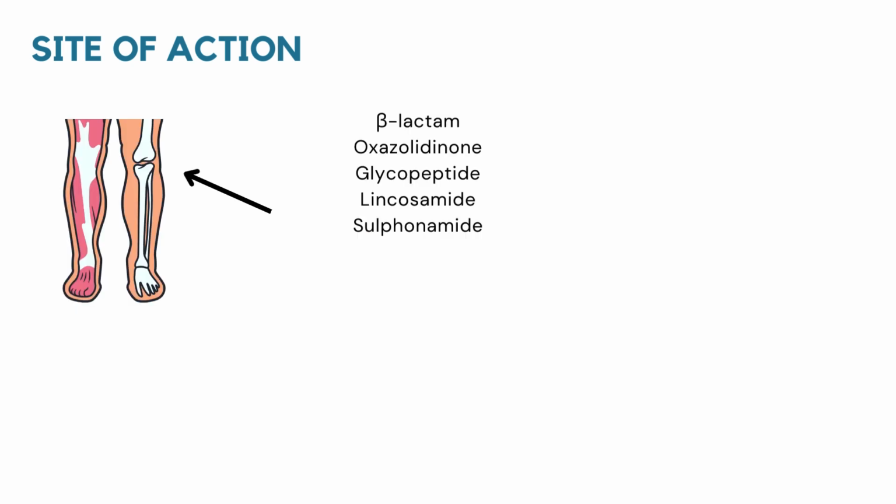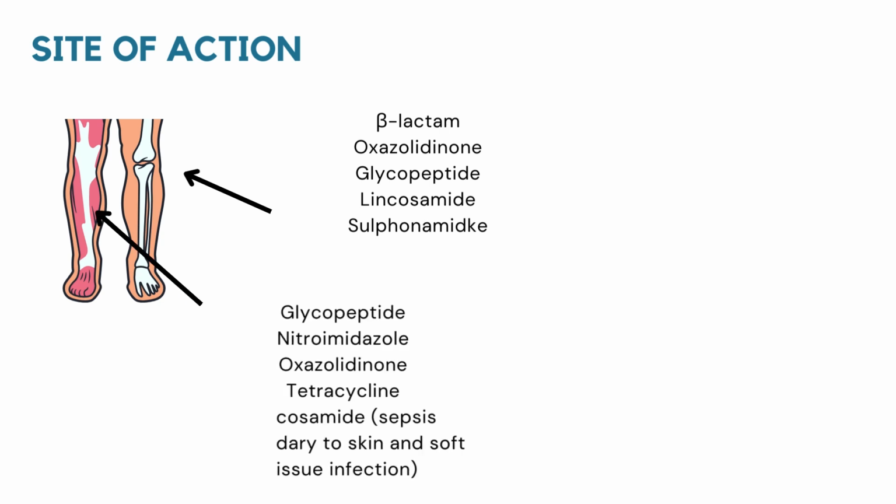Bone and joint infection can be treated with beta-lactam, oxazolidinone, glycopeptide, lincosamide, and sulfonamide. For skin and soft tissue infections, glycopeptide, nitroimidazole, oxazolidinone, and tetracycline can be used. Lincosamide is used for sepsis secondary to skin and soft tissue infection.